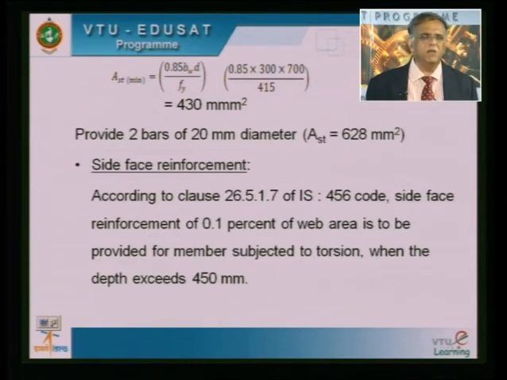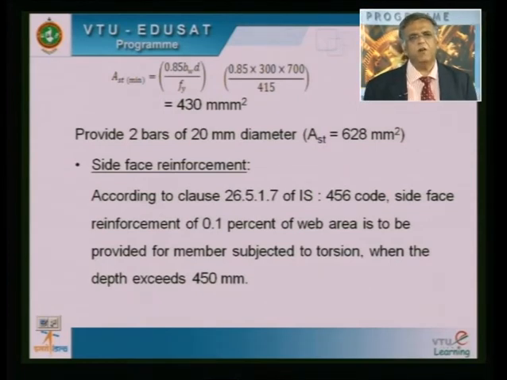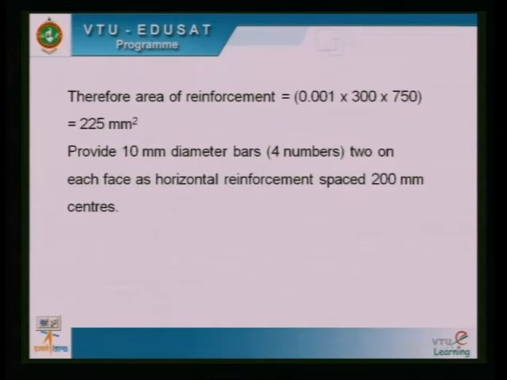And then the most important thing here is the side face reinforcement. According to clause 26.5.1.7 of the IS, side face reinforcement of 0.1% of web area has to be provided whenever the member is subjected to torsion and when the depth of the web exceeds 450 mm. Here, since the depth of the beam exceeds 450 mm and the beam is subjected to torsion, we are going to provide the side face reinforcement, which is equal to 0.1% of the web area. You can observe this. The area of reinforcement is 0.1%, so we got this as 225 mm². Therefore, I am going to provide 4 numbers of 10 mm diameter bars as the side face reinforcement.